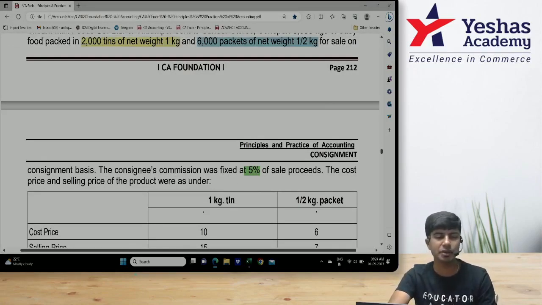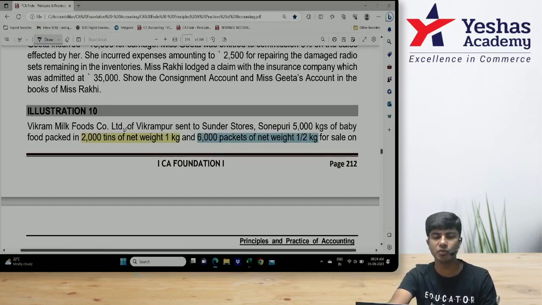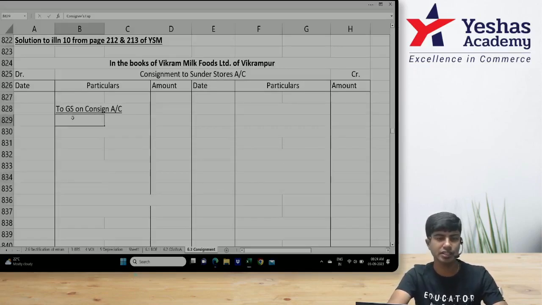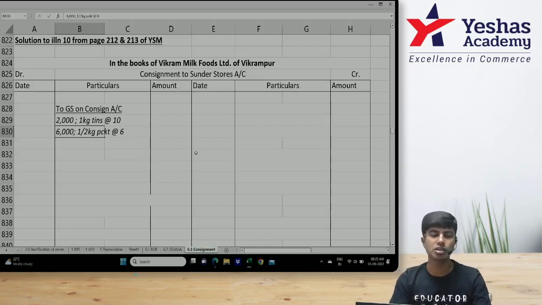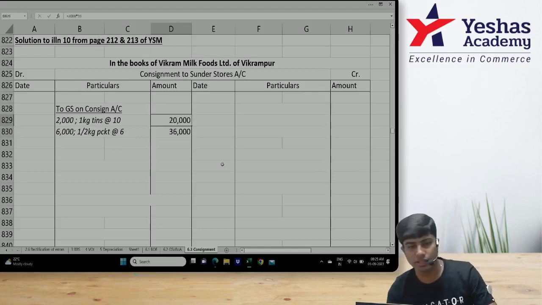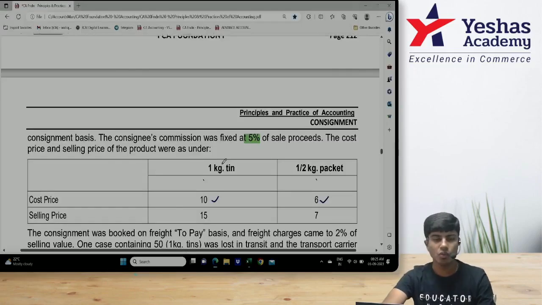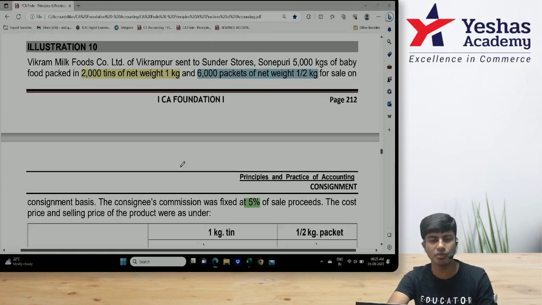The cost price and selling price of the product are given. What is the cost price? Don't you feel like we should write an entry for this? 2000 into 10 and 6000 into 6. So 2000 tins of 1 kg each will cost 10 rupees and 6000 packets of half kg each will cost 6 rupees. 6000 into 6 is 36,000 and 2000 into 10 is 20,000, together 56,000 rupees. Got this? Is there any expense data? Do we know how many packets are sold? No, we don't. We will wait.